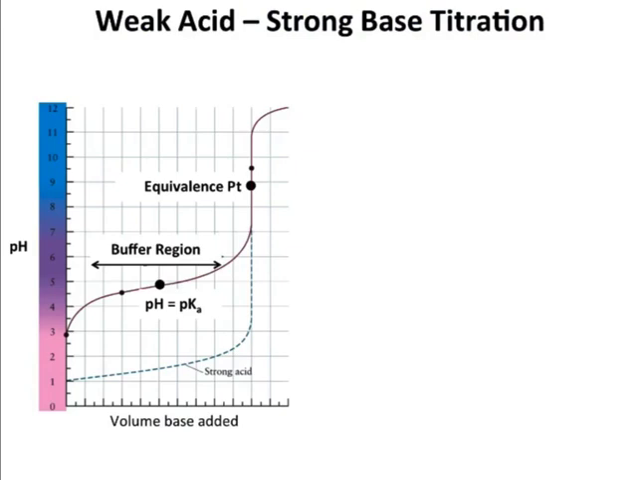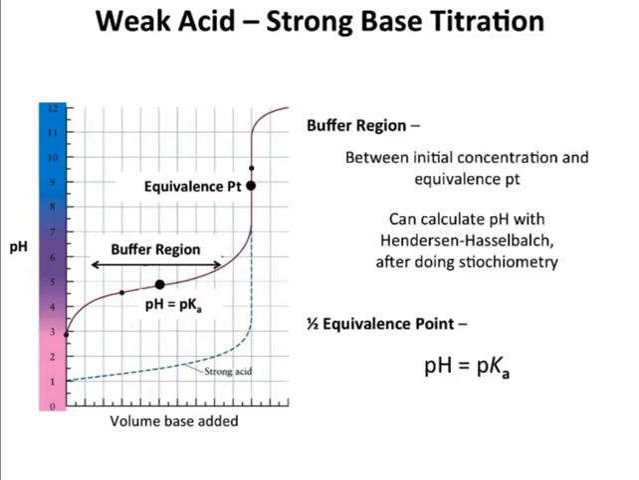The little dotted line down here is what it would look like if you had a strong acid. But now when you have a weak acid, which is this, your shape looks a little different because along the way it makes a buffer. So you start out with just the acid, and then you convert some of that acid to its conjugate base, and that makes a buffer. You can calculate the pH of this with the Henderson-Hasselbalch equation after you do the stoichiometry. And when you're halfway there, the pH equals the pKa for reasons that you'll see in a minute.